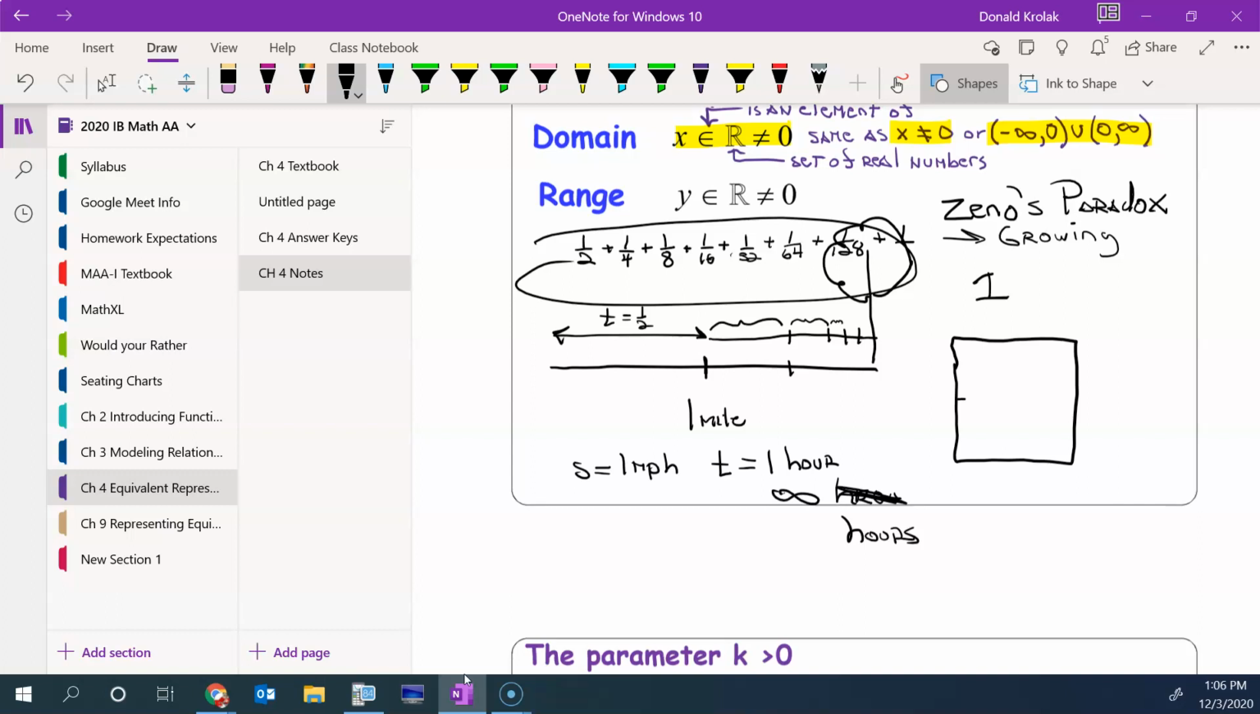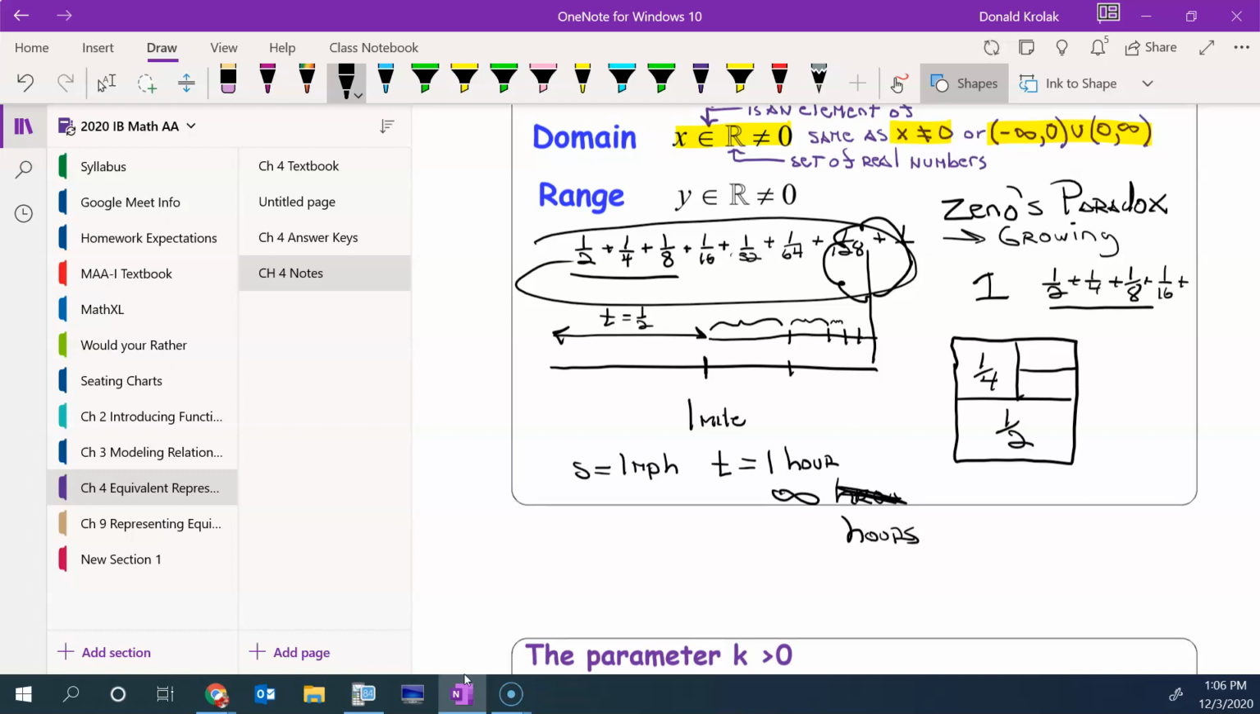If I take this box and take half of it and shade it in, that's half. Then I take half of the remaining and shade it in, that's a quarter. Then I take half of the next one and shade it in, that's an eighth. You see I'm creating the same sequence as Zeno did? But his, he thought, added to infinity.